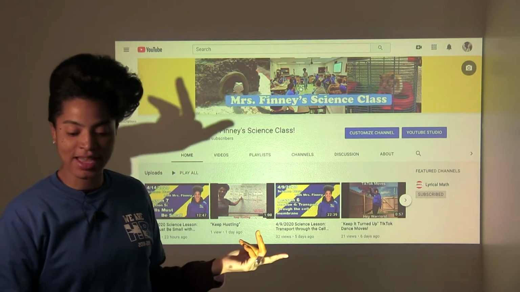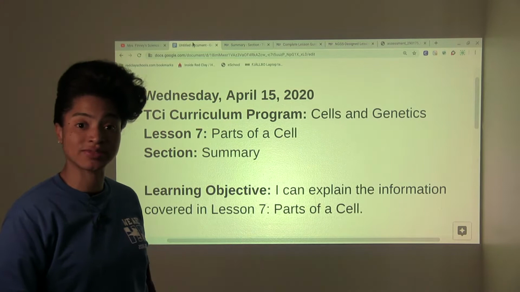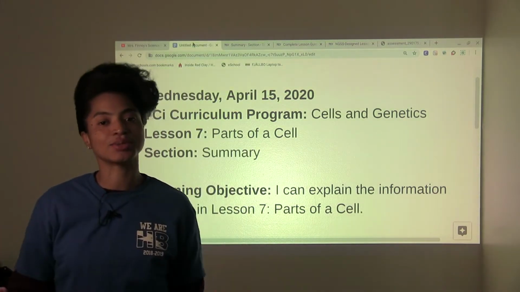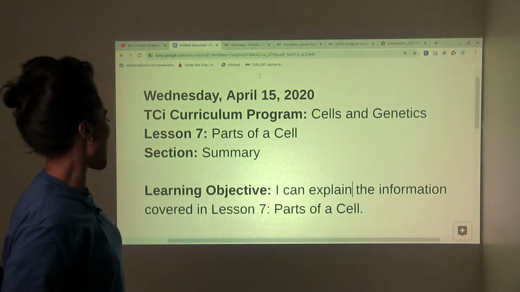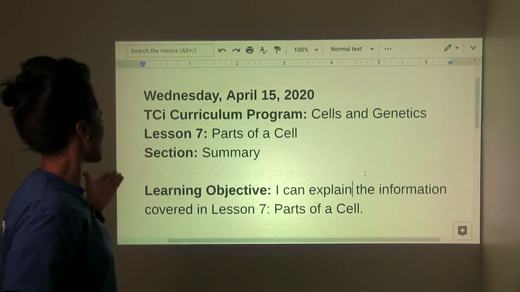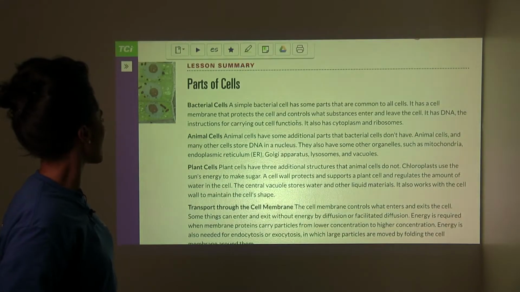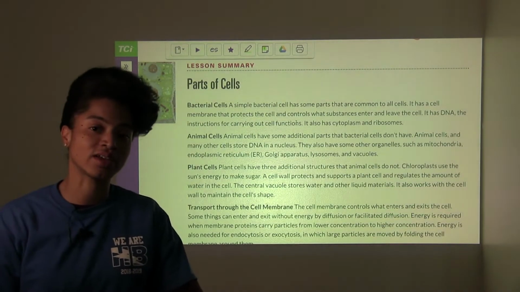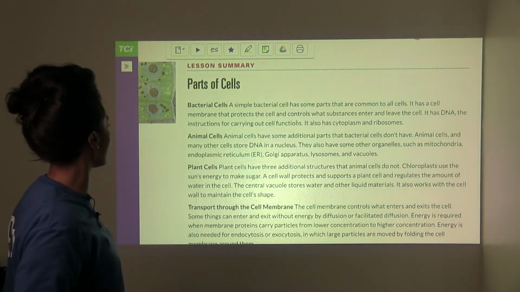Let's get started today. We are summarizing lesson 7, parts of a cell. We're at the very end of the lesson. It's all done, so let's see what you know at this point. Learning objective today: I can explain the information covered in lesson 7, parts of a cell. So let's get to it. Here's our lesson summary, and you'll find this in your lesson 7 section summary in TCI. Make sure you check it out.